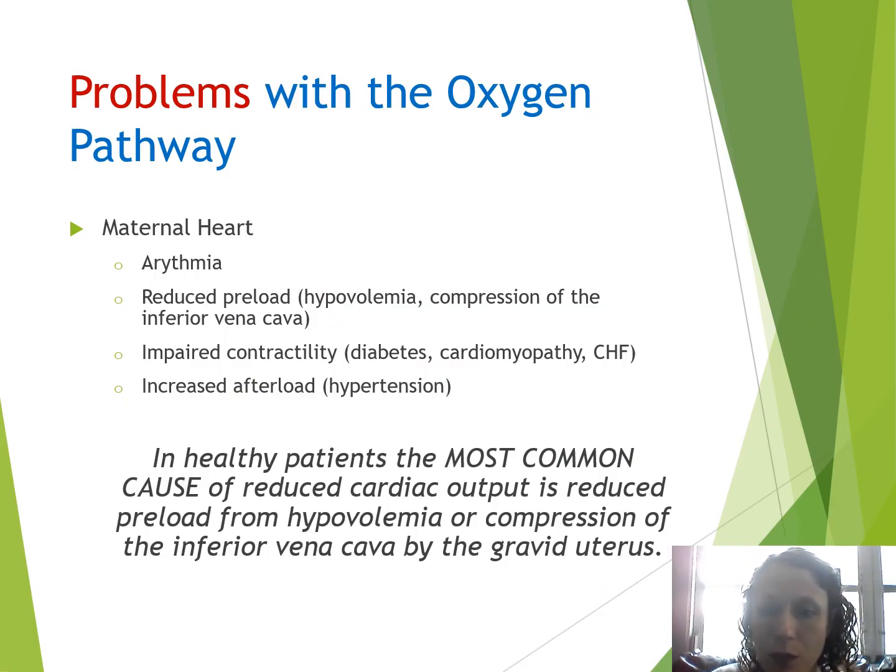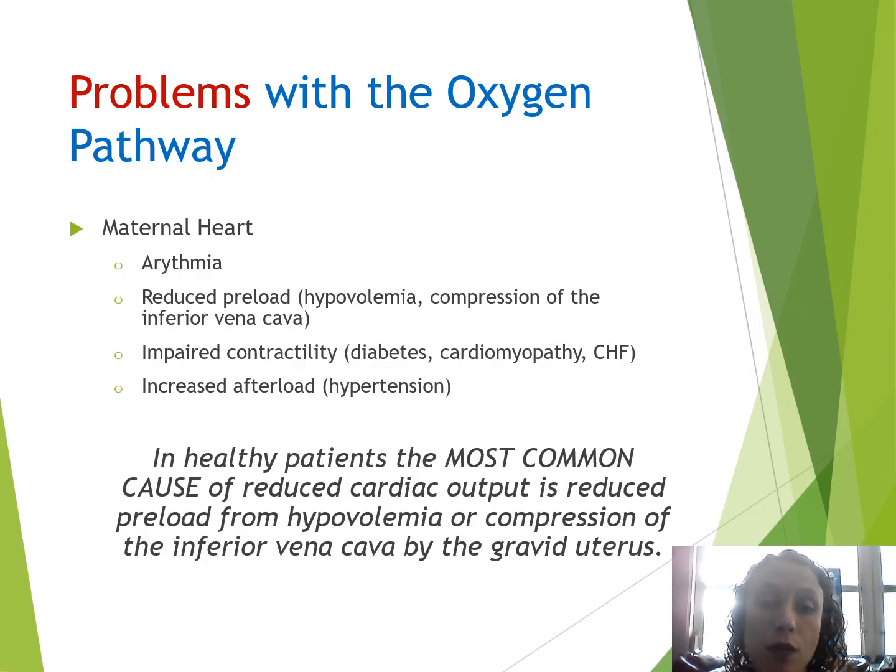So what are some examples of problems along the pathway? We talk about the mom's heart, lungs, vasculature, all of that being really, really important. So anything that could impair mom's heart. So if she has an arrhythmia, if she has reduced preload, which could also be caused by hypovolemia, or compression of the inferior vena cava. It's like ringing a bell. So supine hypotension could definitely cause a problem along our oxygen pathway, specifically with mom's heart.